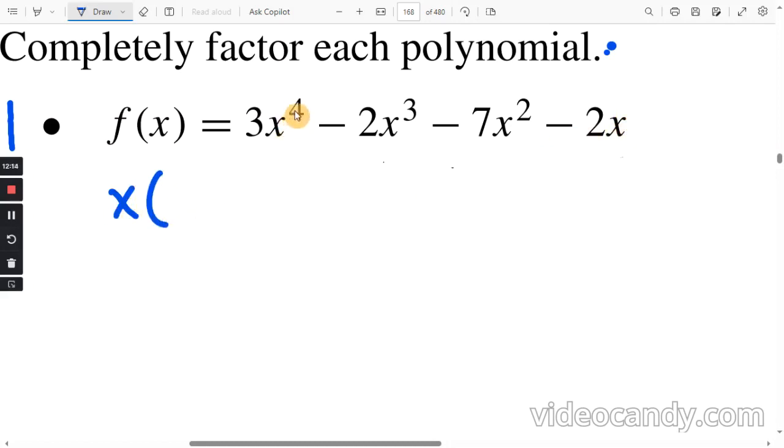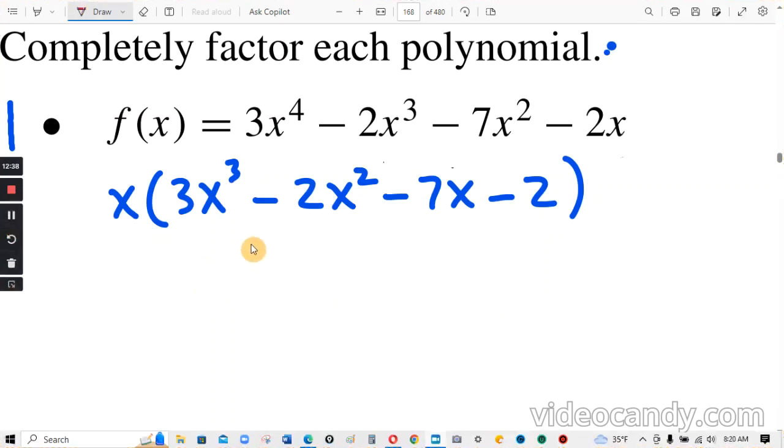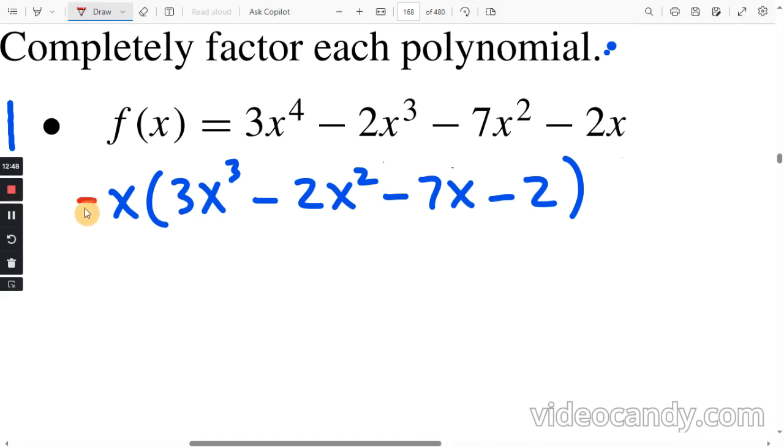All right, 3x to the fourth divided by x is 3x to the third. Negative 2x to the third divided by x, negative 2x squared. You just cut the exponent on each x by 1. So instead of 7x squared, it's 7x to the first. And here we have negative 2. So, again, as far as the coefficients are concerned, there's no greatest common factor. So now we're going to move on to the rational zero theorem.